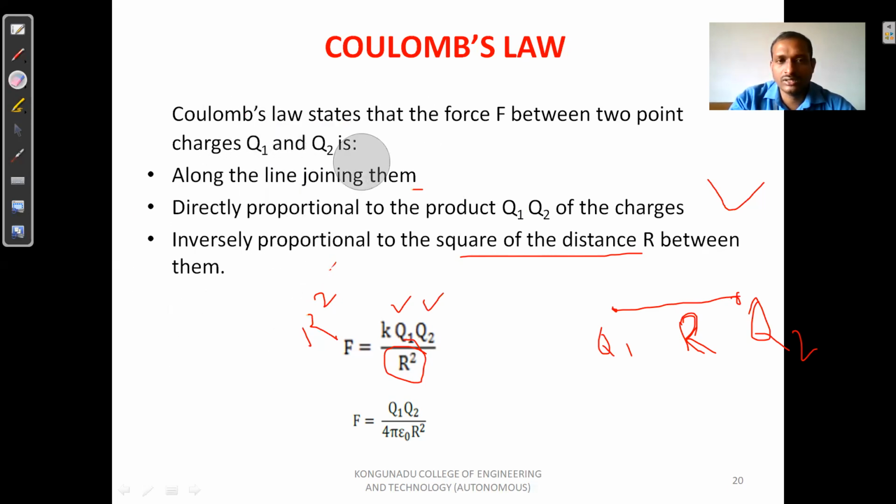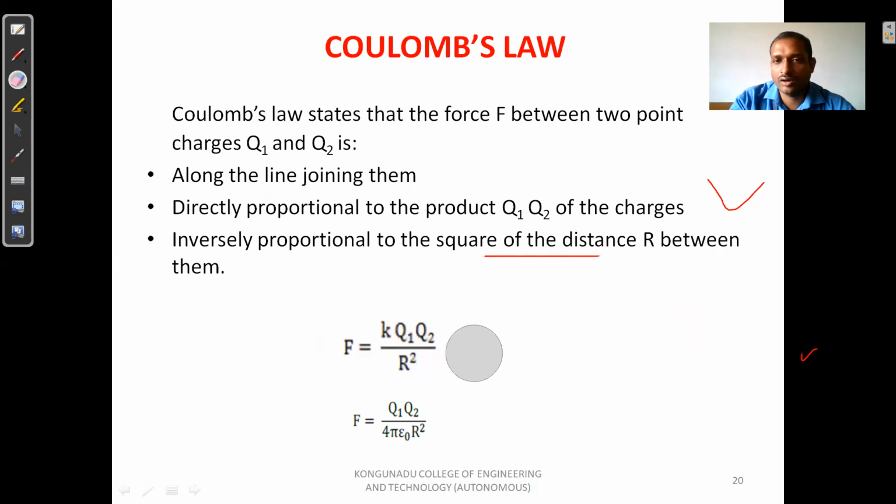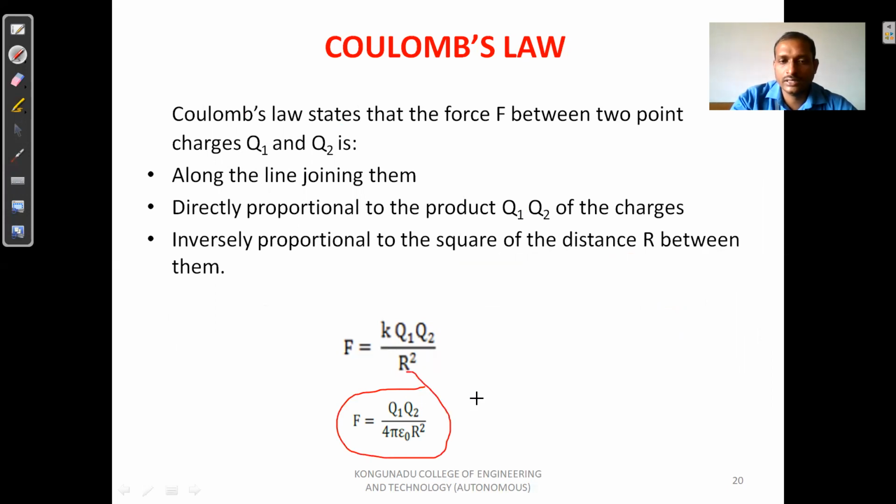The proportionality constant can be replaced by a constant, and finally we get the formula. Force F is equal to q1 q2 by 4 pi epsilon naught into r square. Epsilon naught is called the permittivity of free space. r is the distance between the two charges, and q1 and q2 are the two charges. This is Coulomb's law.